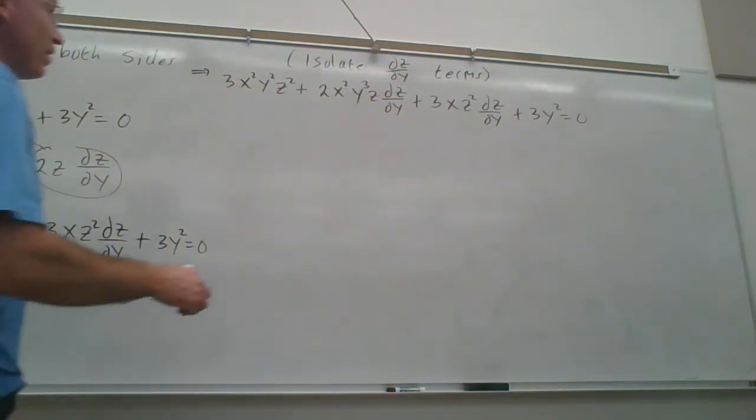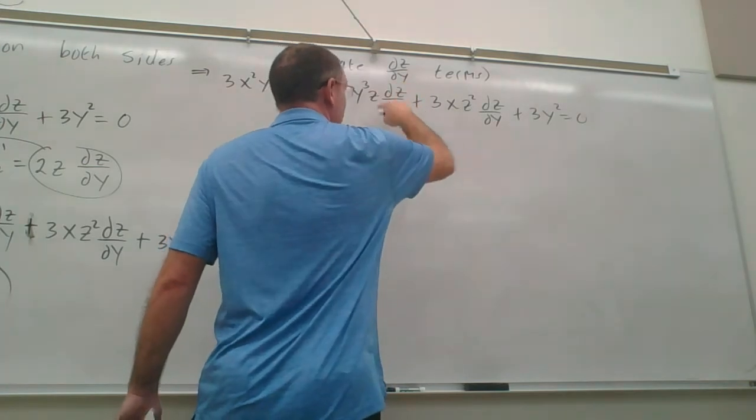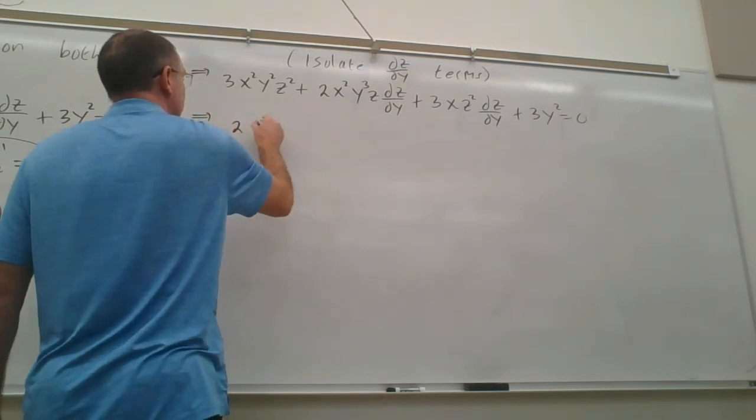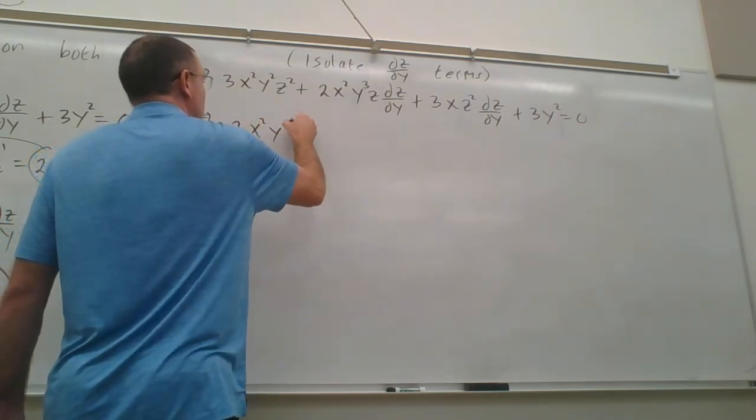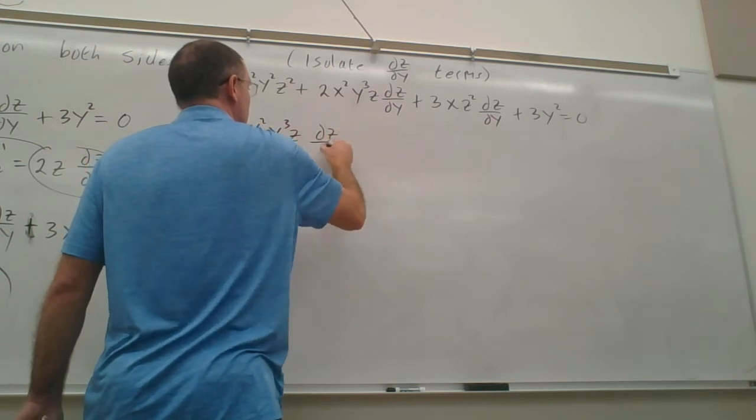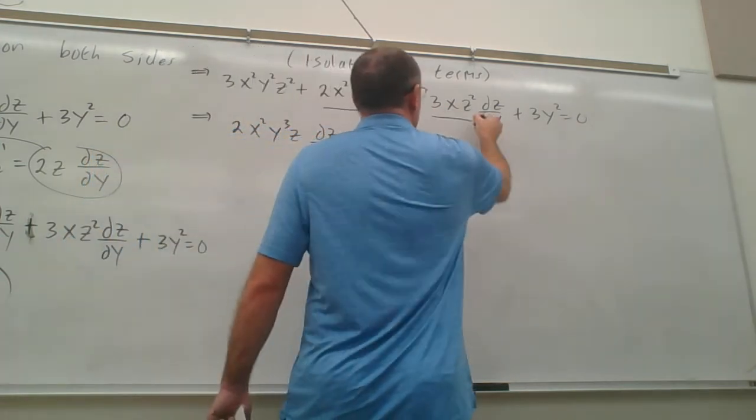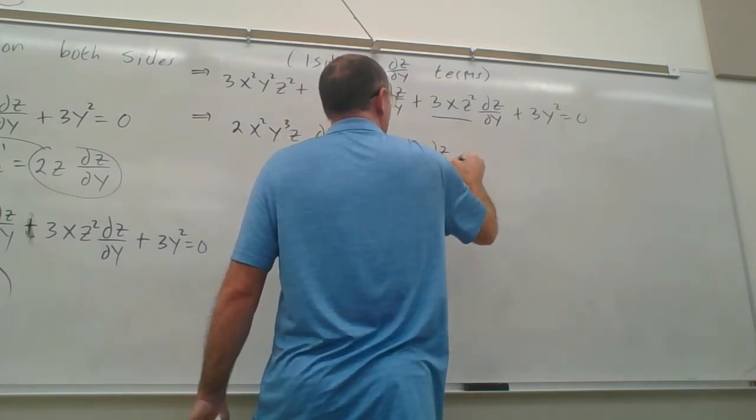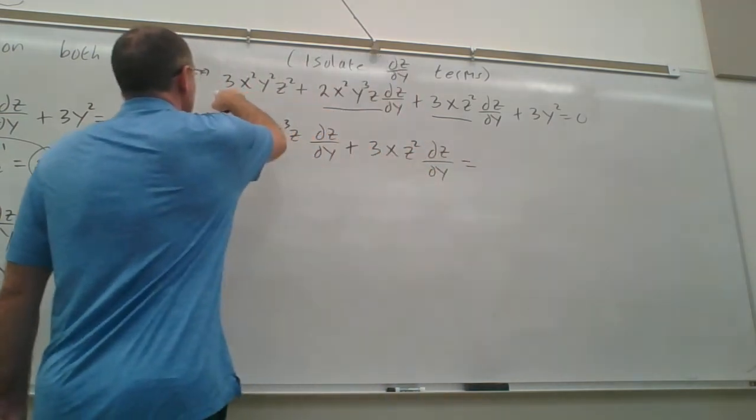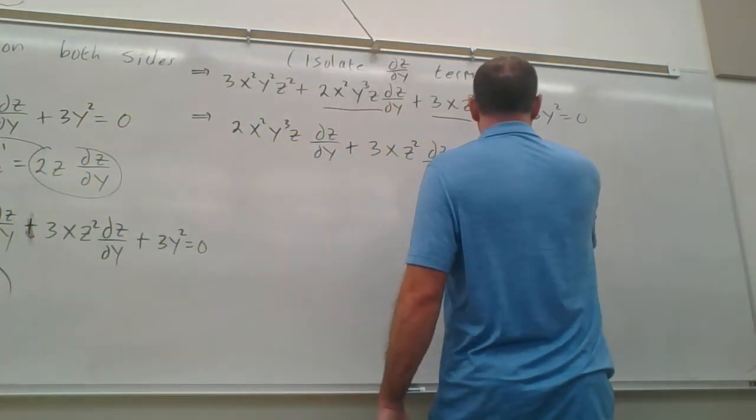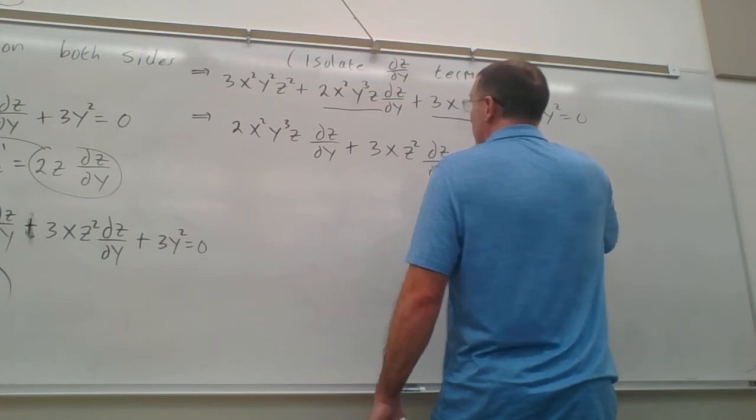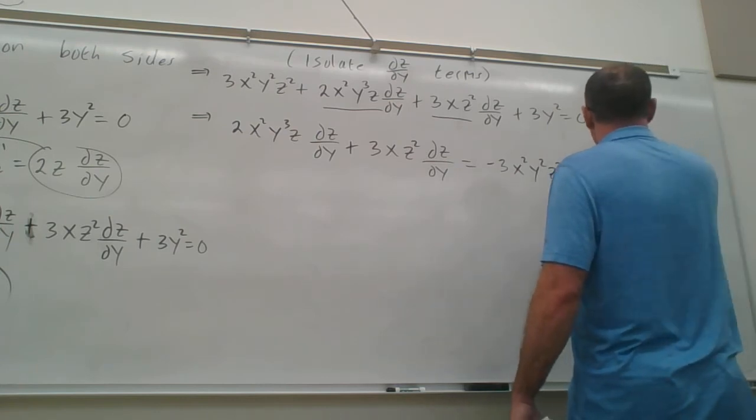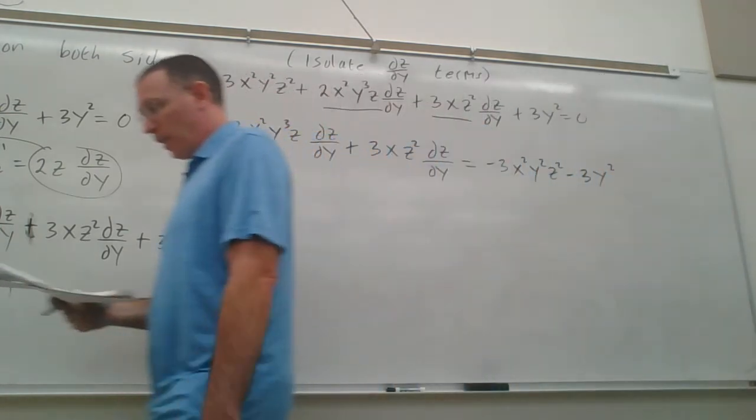So in particular, let's take everything that doesn't have a partial z with respect to y to the other side. So this guy will stay: the y cubed z partial z with respect to y, that one stays, that one stays, and the other terms go across. So this going over there will become minus x squared y squared z squared, and over here becomes minus. So we've got this.